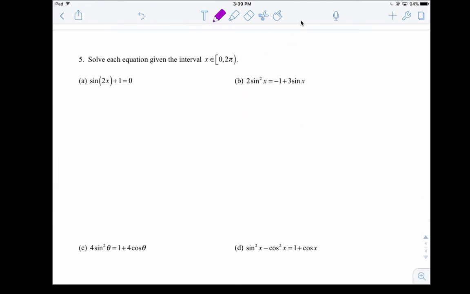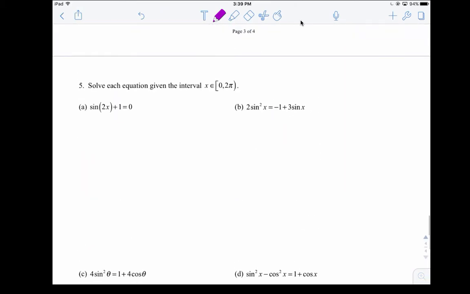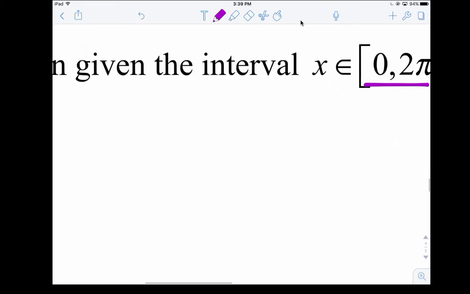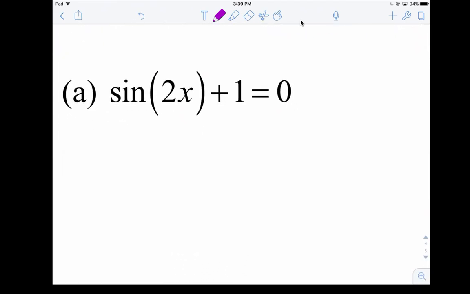The last question, I should say, is just doing the trig equations. Now all of these are going to be from 0 to 2 pi, so that kind of limits my answers. And again, you're going to need your unit circle out for these. So the first one, sine of 2x plus 1 is equal to 0. So this 2x tells me that I'm going to get multiple angles. We did a couple problems like this. This is kind of like the multi-step one.